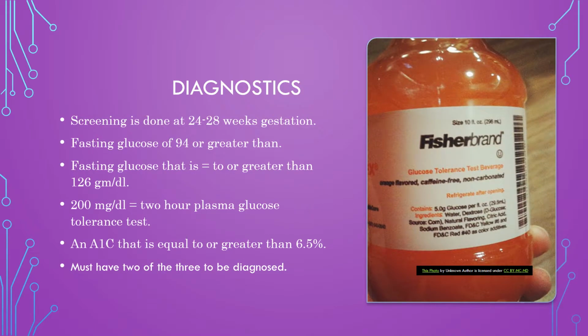Some diagnostics. Screening is done at 24 to 28 weeks gestation. A fasting glucose of 94 or greater, or a fasting glucose of greater than 126 mg, 200 milligrams on a 2-hour plasma glucose tolerance test, or an A1C equal to or greater than 6.5%. The patient must have 2 to 3 of these to be diagnosed.